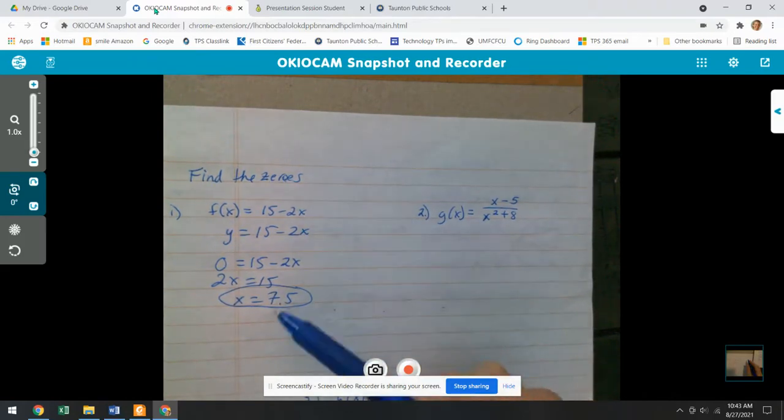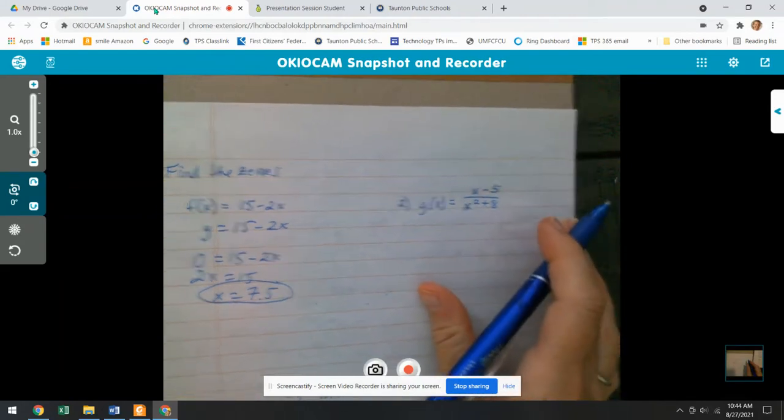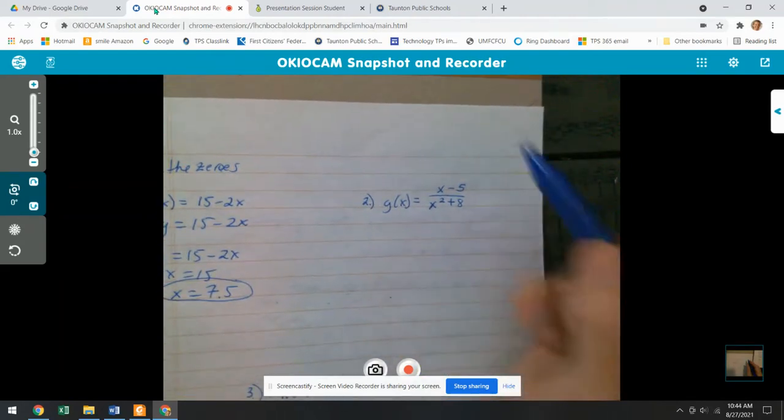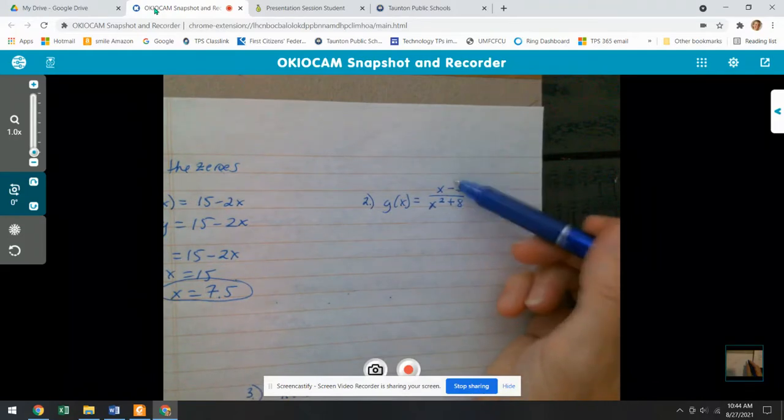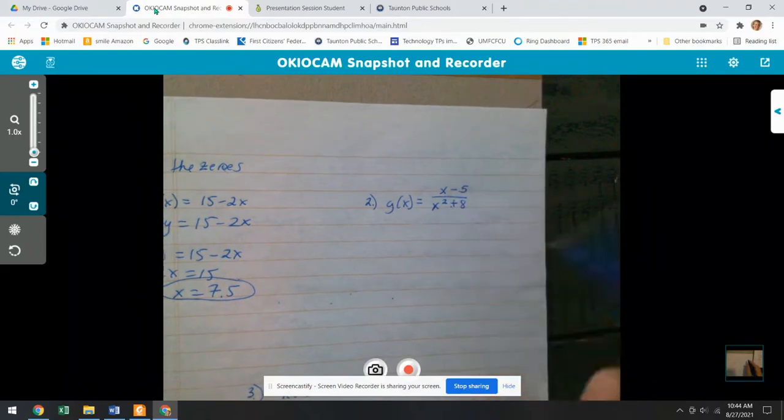This was a linear version. There's only one root. Problem number 2 is a little bit more complex. This is a rational function because it's a fraction or a ratio.